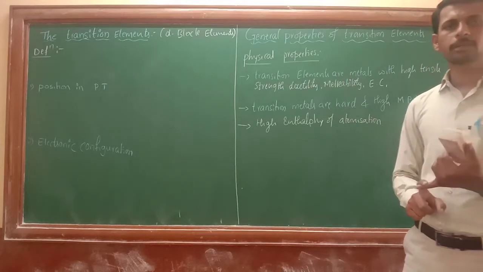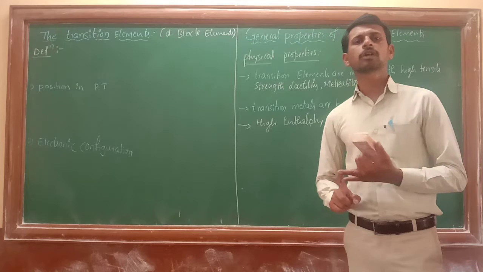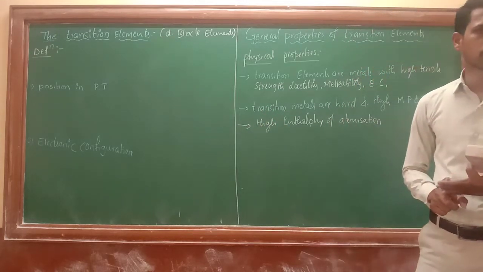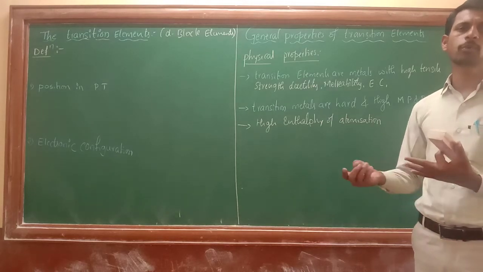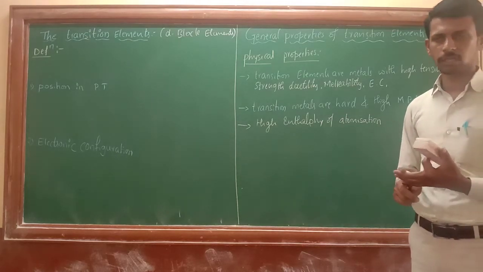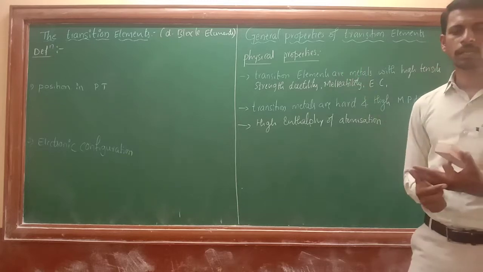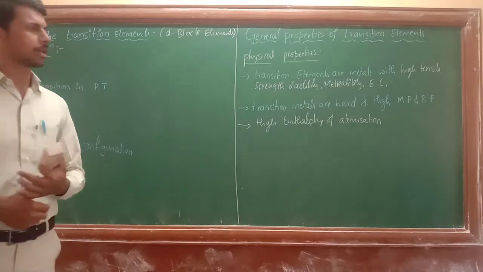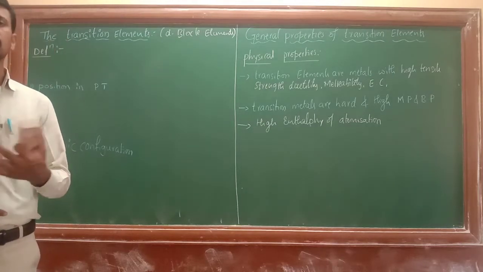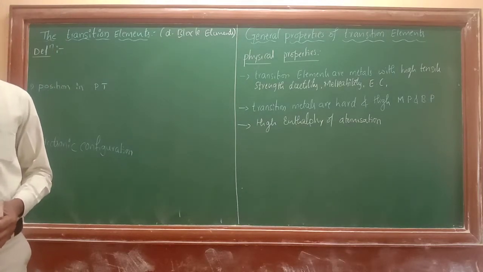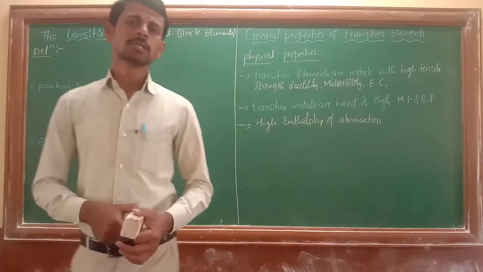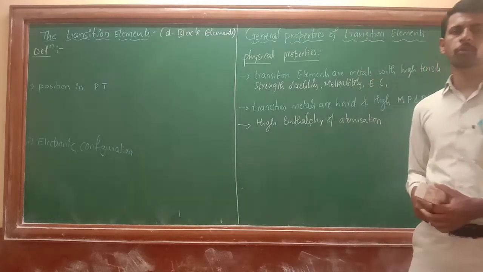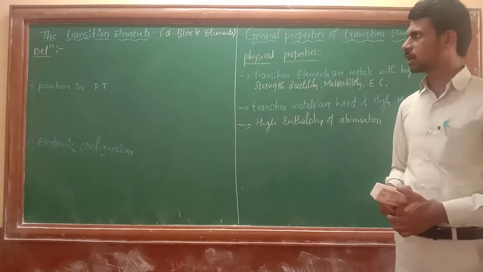What are the D block elements? What is their position in the periodic table? What is their electronic configuration? How do you write the electronic configuration of elements of the 3D, 4D, 5D, and 6D series? Then what are the general properties of the D block elements or transition elements, the physical properties and the chemical properties? And lastly, we will study some important compounds of the transition elements.